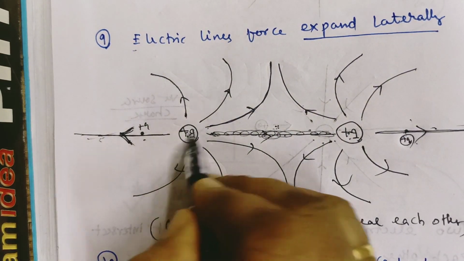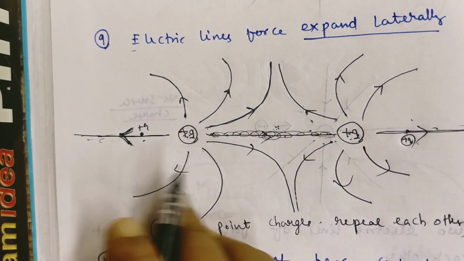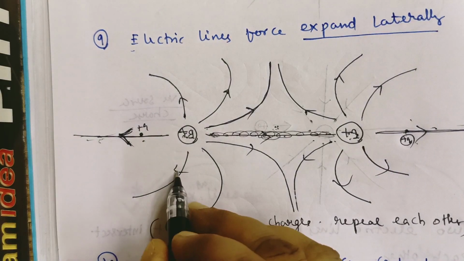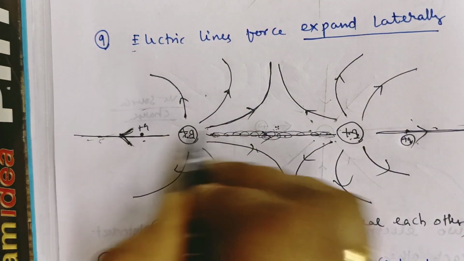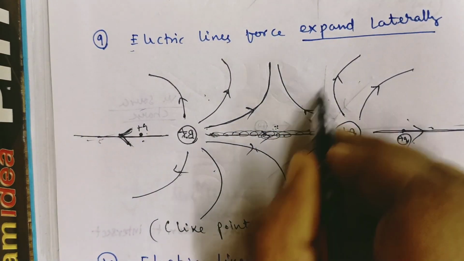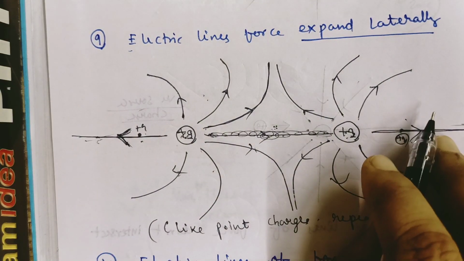As these are positive source charges, lines of force are away from the source charges. Here the plus Q and plus Q amounts are the same, so you should count that the lines of force are the same. Here it is 3, 3, 6, 7. This one is also 7, because the same charge means the same number of lines of force.